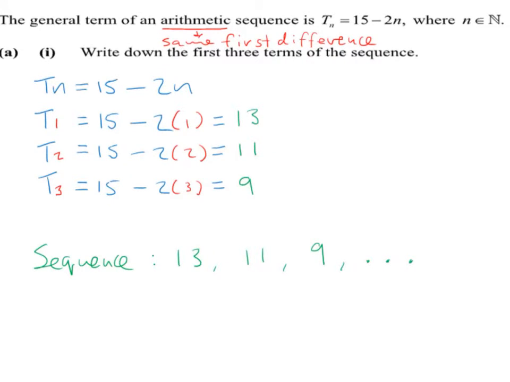To find the second term, T2, we swap that n for 2 with brackets around it. 15 minus 2 times 2 is 15 minus 4, which is 11. And for term 3, we swap that n for 3 with brackets around it. 15 minus 6 will be 9. So this sequence is 13, 11, 9, ... If we wanted to find the 50th term, we would swap that n for 50. If we wanted to find the 100th term, we would swap that n for 100, etc.